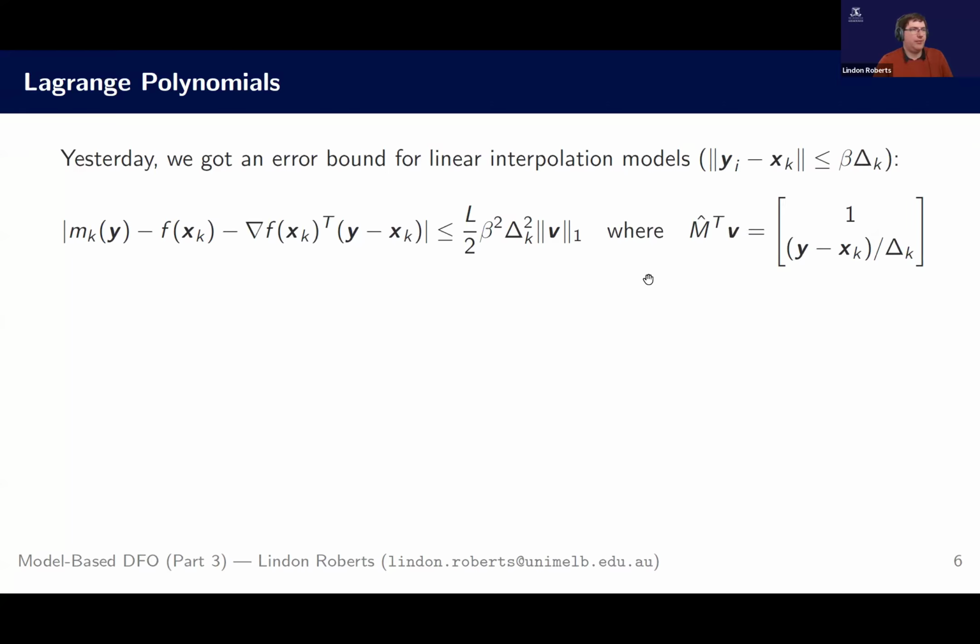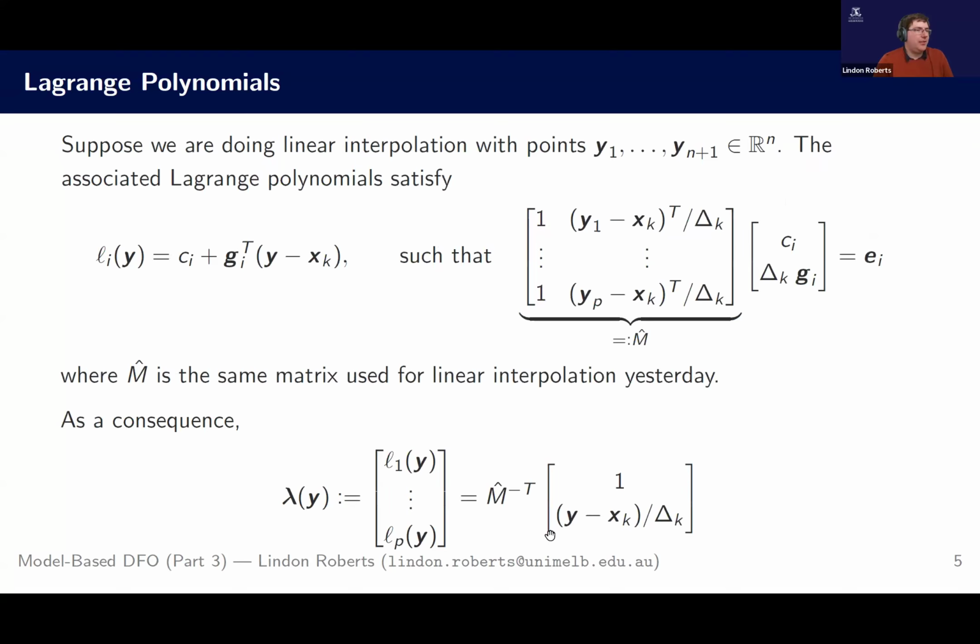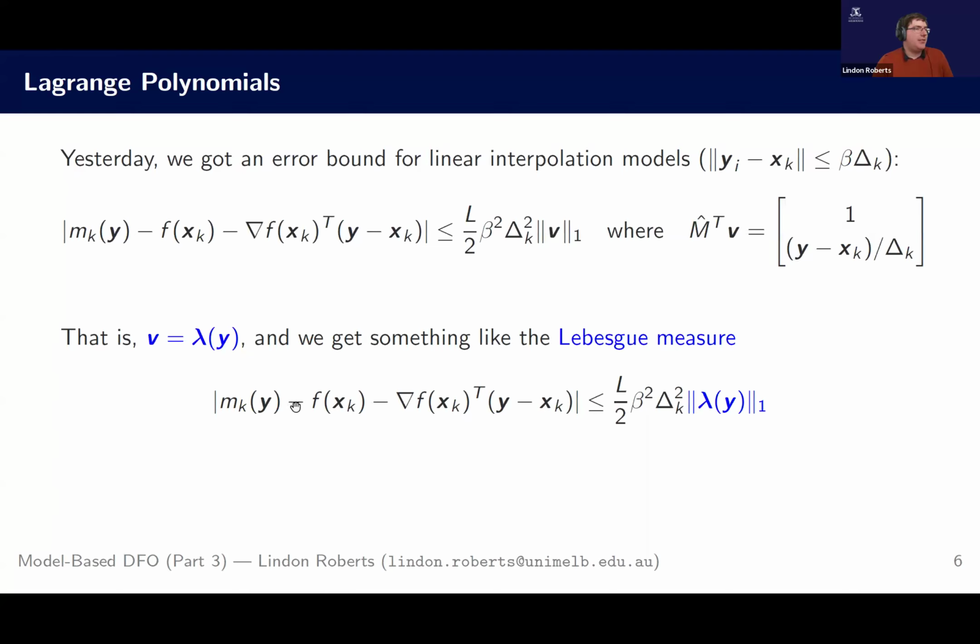That's how we constructed the v. If we go back, that is exactly the linear system that we're solving here for the Lagrange polynomials. So actually what I proved yesterday is this error bound. It says that the error between our linear interpolation model and a linear Taylor series is proportional to delta squared, where part of that constant is exactly the L1 norm of the Lagrange polynomials evaluated at the point where we're measuring the error. This is very similar to the Lebesgue constant, right?